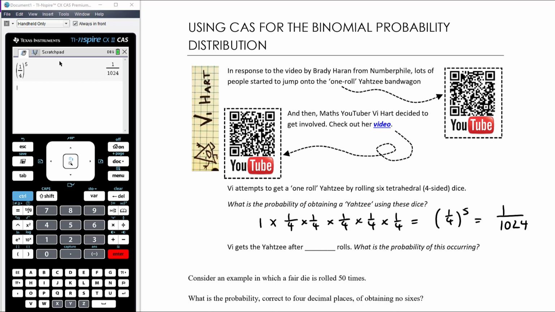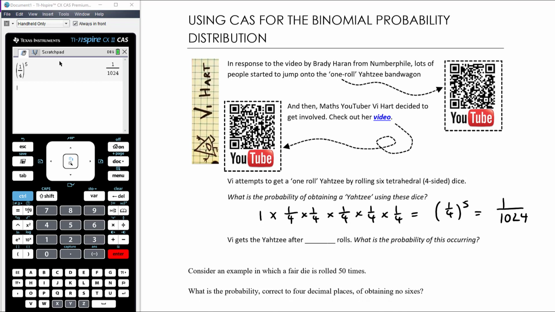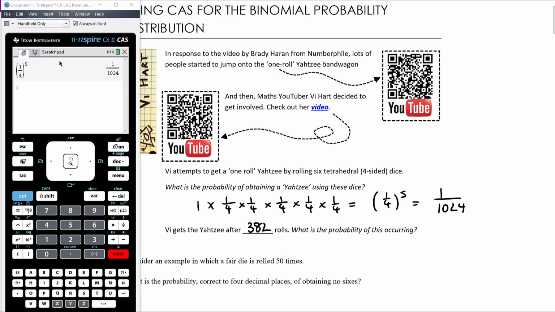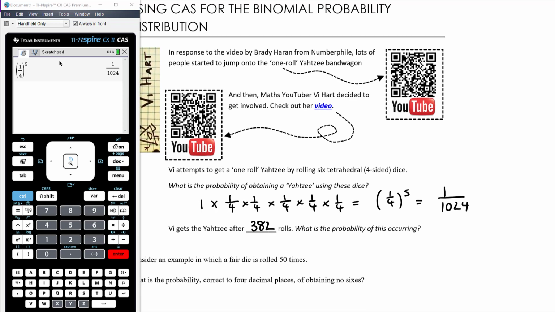Now, if you've watched the video, which I'll have linked previously, she gets the Yahtzee after only 382 rolls. So we want to think about, well, what would be the probability of that actually happening? That's a lot less than what we might expect, given it's only a 1 in 1024 chance. So what is the probability that she would actually get the Yahtzee in 382 rolls?